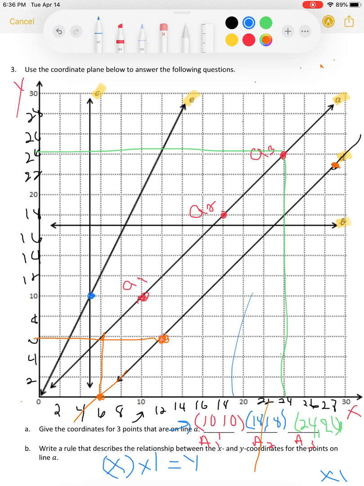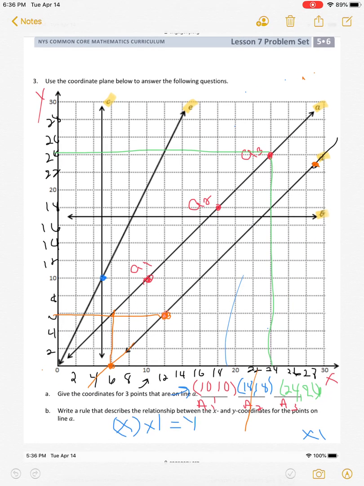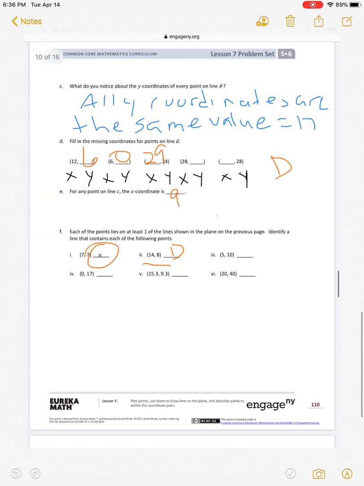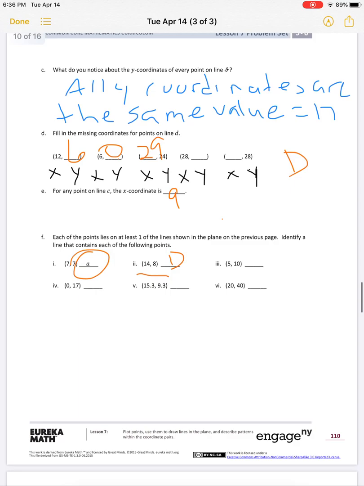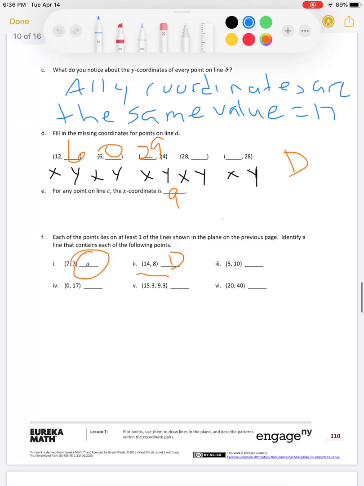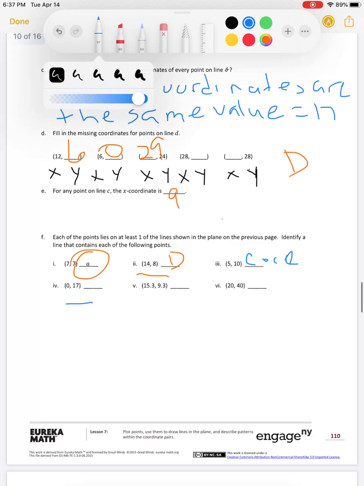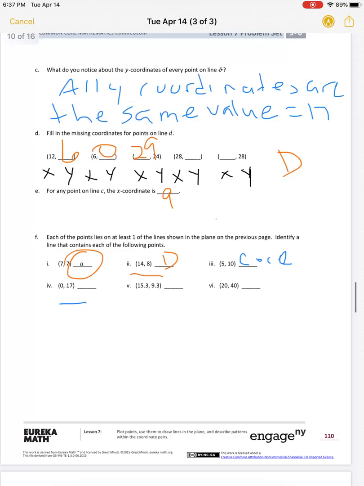Let's go back to the page, fill in the answer. Okay, Ms. Durham's going to grab a pen, put the answer in. This would be C or E. All right, next one, 0 and 17 here. 0 for x and 17 for y.